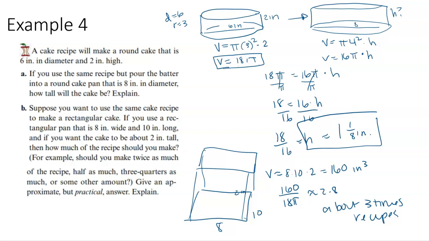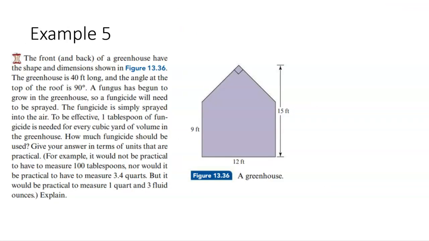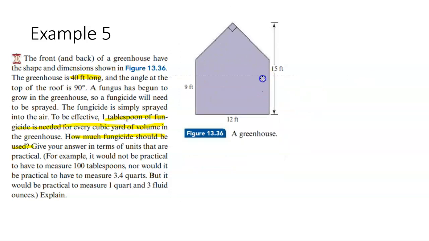All right, let's take a look at another example here. So the front and back of a greenhouse have the shape and dimensions shown here. It's 40 feet long, so they don't show us that. And the angle at the top is 90 degrees. A fungus has begun to grow inside the greenhouse. So we need it to be sprayed, and it's sprayed into the air. To be effective, 1 tablespoon is needed for every cubic yard of volume. How much fungicide should be used? And we've got to give it in practical terms. Okay. Let's move this one over.